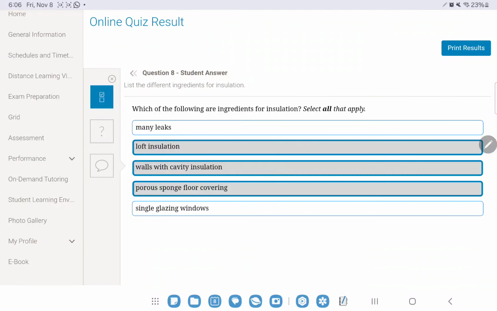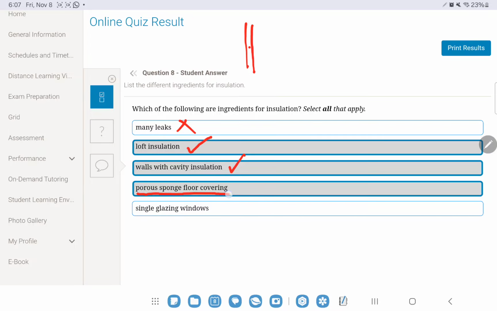Which of the following are ingredients for insulation? Many leaks? Definitely not. Loft insulation, which means insulating with planks of wood, attics and roofs. Yes, it's really good insulation. Walls with cavity insulation, which means you have two walls with a vacuum between them. We know that no heat can be convected in a vacuum.